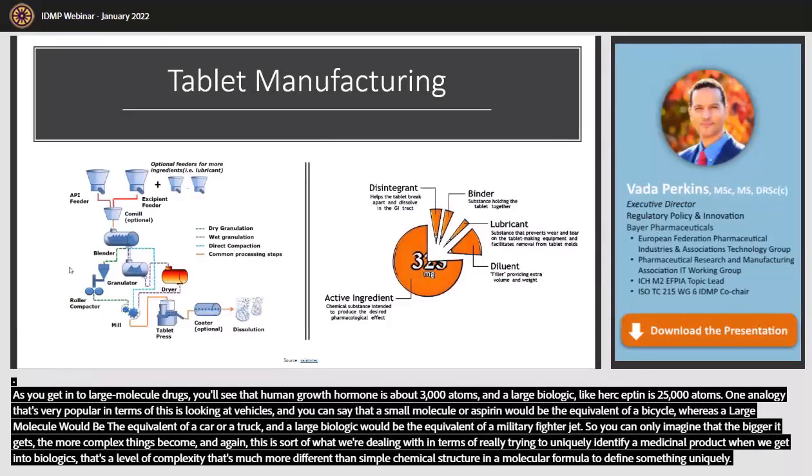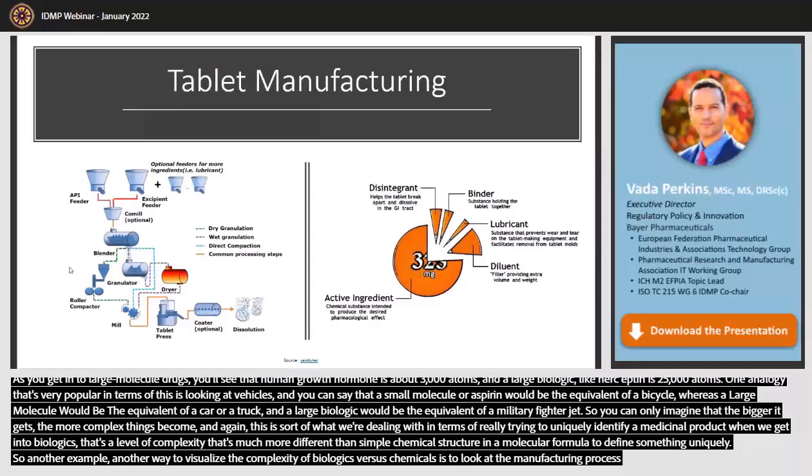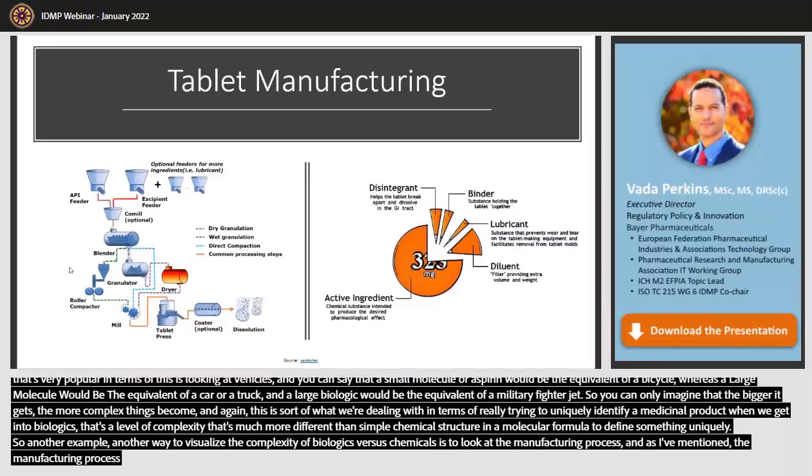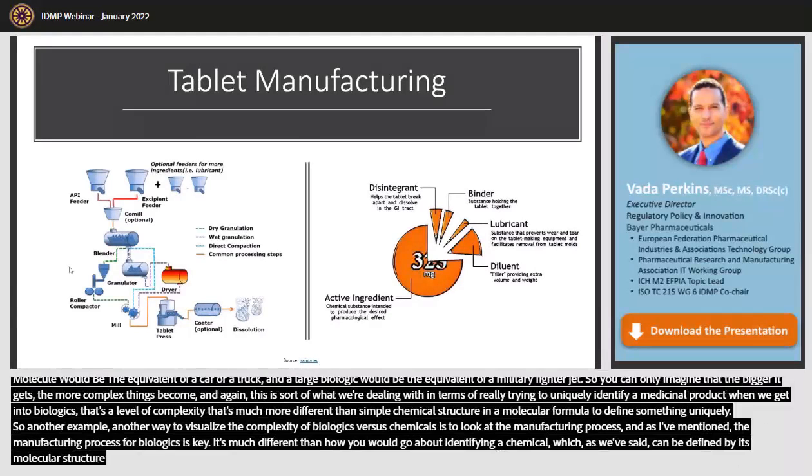Another way to visualize the complexity of biologics versus chemicals is to look at the manufacturing process. And as I've mentioned, the manufacturing process for biologics is key. It's much different than how you would go about identifying a chemical, which, as we've said, can be defined by its molecular structure. So in looking at tablet manufacturing, not to get into a lot of detail here, but this is simply to illustrate, what you see here is a little bit more straightforward than you'd see with manufacturing biologics.